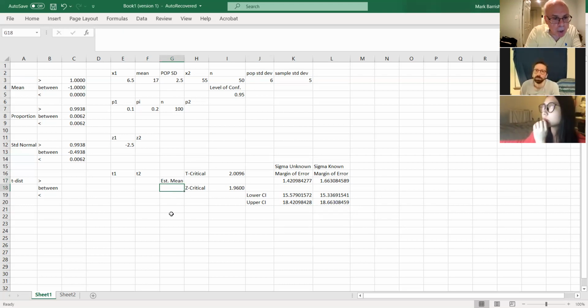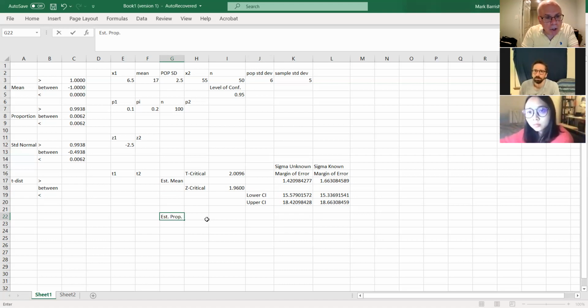But if we're estimating a proportion, we're always going to use a z critical value. So we're always going to use this critical value here. So our margin of error, and we don't need sigma, right? Because the standard error formula is the square root of the proportion times 1 minus the proportion divided by n, right? Remember that? The standard error for proportion.